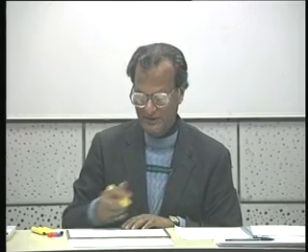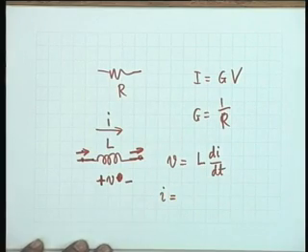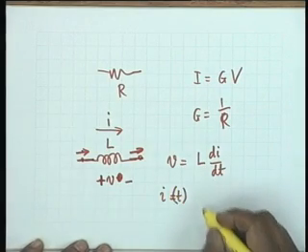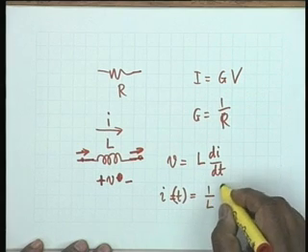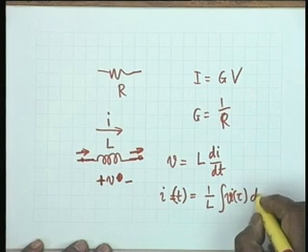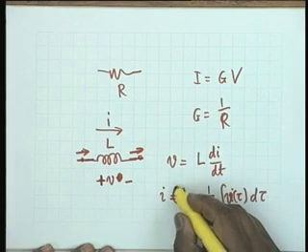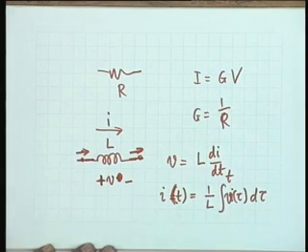Okay, V equals L di/dt, and therefore, if I want to find the current i at time t, then obviously this will be 1 over L integral of v(tau) d tau. I have changed the variable of integration to tau. The question is from what limit to what limit? Well, since I am finding it at t, the upper limit must be t, and the lower limit has to be minus infinity.